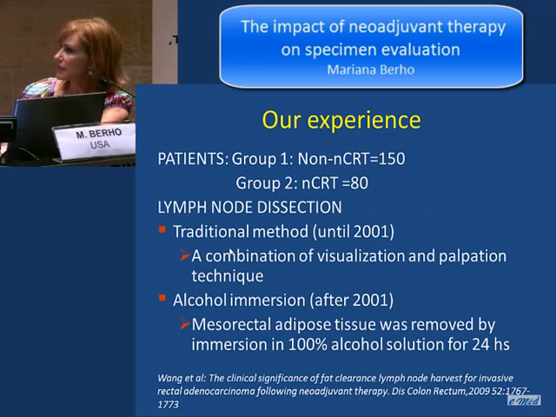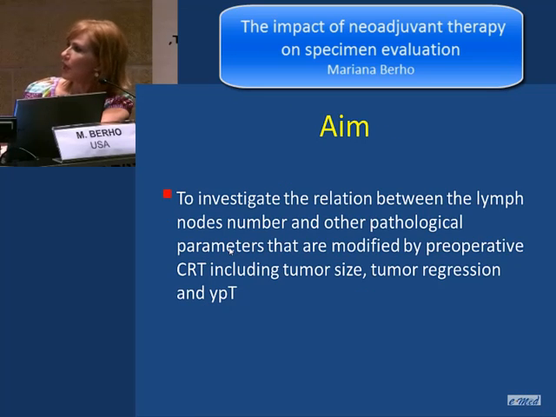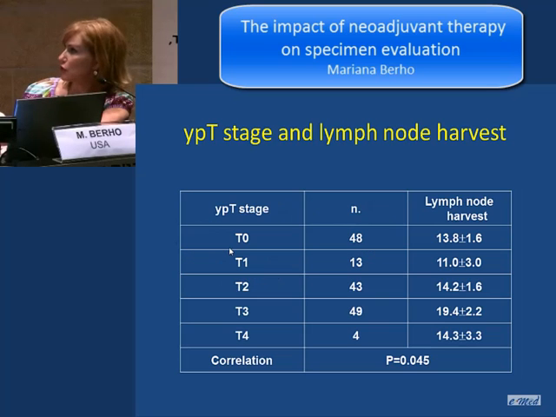Now, our experience is different. We wanted to study this from a slightly different perspective. We used a group that received chemoradiation and one that did not. And we wanted to see the difference in the number of lymph nodes retrieved comparing two techniques, the classic palpation and visualization, and using alcohol. We wanted to also correlate the number of lymph nodes with other parameters that are affected by neoadjuvant chemoradiation, such as tumor size, regression, and the staging.